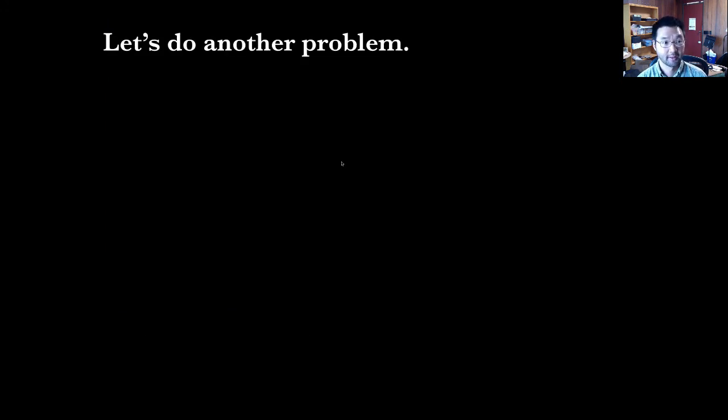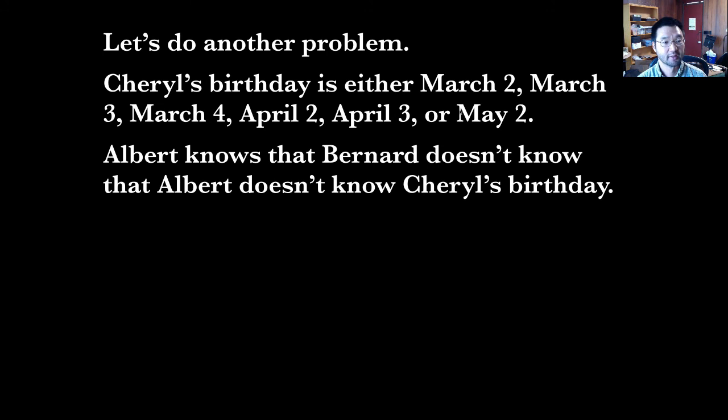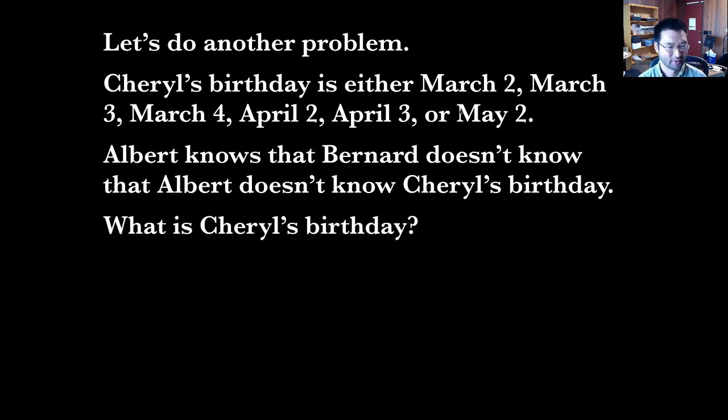All right. Let's do another problem to show the generality of our technique. So say Cheryl's birthday is either March 2nd, March 3rd, March 4th, April 2nd, April 3rd, or May 2nd. Say that Albert knows that Bernard doesn't know that Albert doesn't know Cheryl's birthday. What is Cheryl's birthday? So how do we solve this problem? What does this sentence even mean? But it turns out we'll just use our bubbles and do it like everything else.